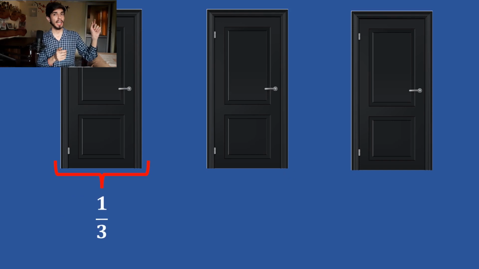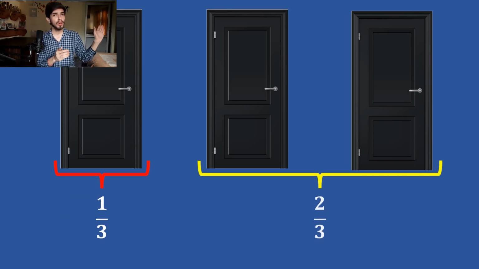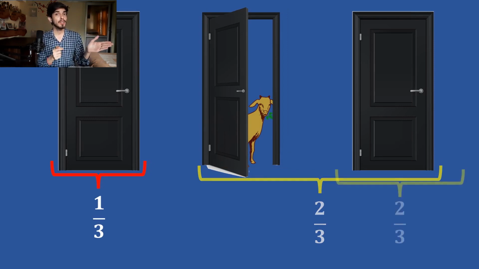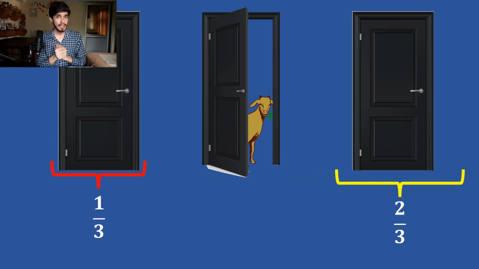See, initially you had a 1 by 3 probability of winning a car and 2 by 3 probability of not winning a car. But I have changed the game when I opened one of the doors that you didn't choose and there was a goat in it. Then the probability of you winning the car if you switch will be 2 by 3, because the probability here got concentrated to this door.